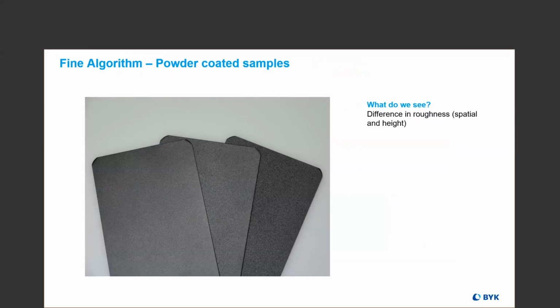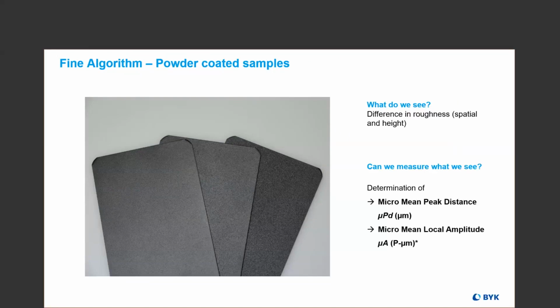So here again, we have several samples that look somewhat different from each other. And here the main distinguishing feature, if you look closely, seems to be the relative roughness. So in order to measure what we see, as we like to do, we're now interested in determining the micro-mean peak distance as well as the micro-mean local amplitude of these surfaces.